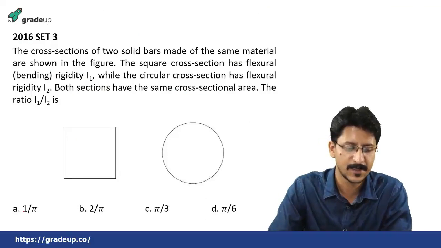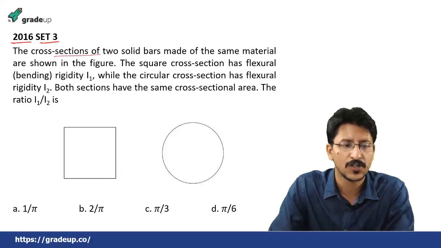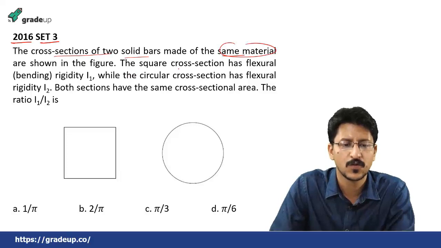Okay, let us see the next question asked in 2016 set 3. The cross sections of two solid bars made of the same material are shown in the figure. The square cross section has the flexural or bending rigidity I1, while the circular cross section has the flexural rigidity of I2. Both sections have the same cross sectional area. The ratio of I1 by I2 is?